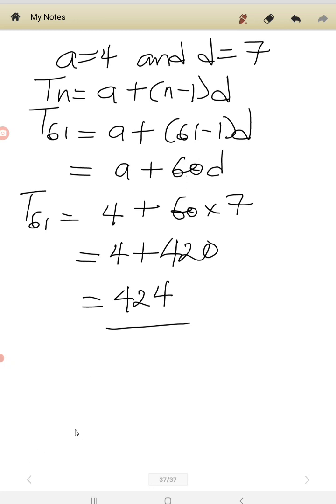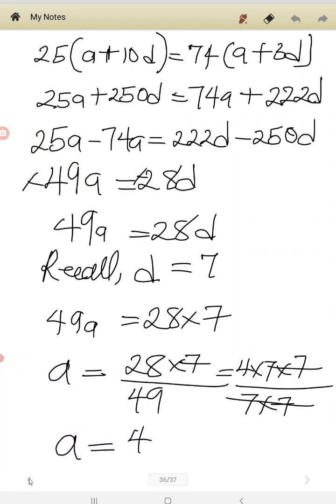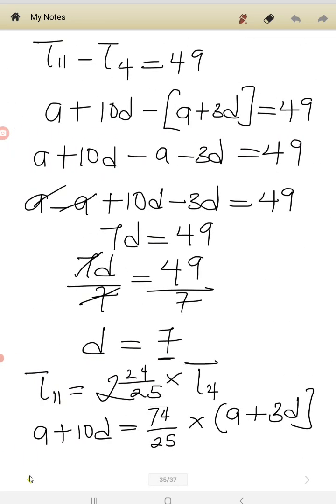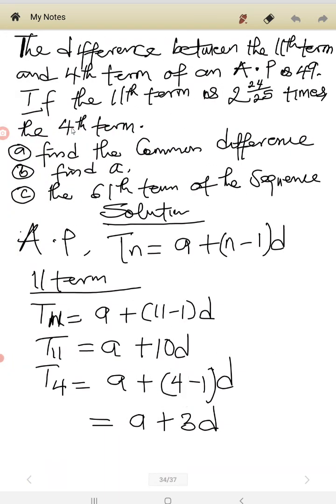So in revision of what we have done so far, these are the questions. Overall, this is an AP question and solution.